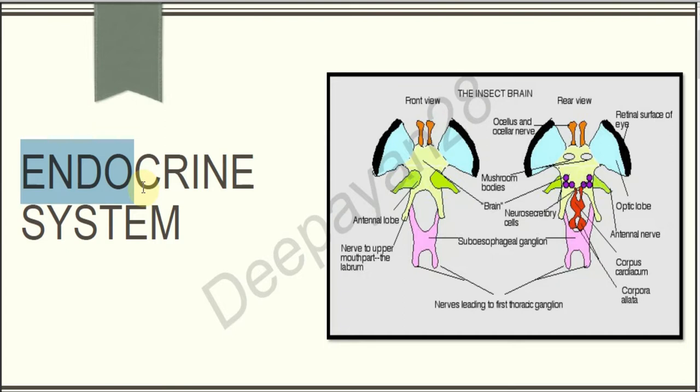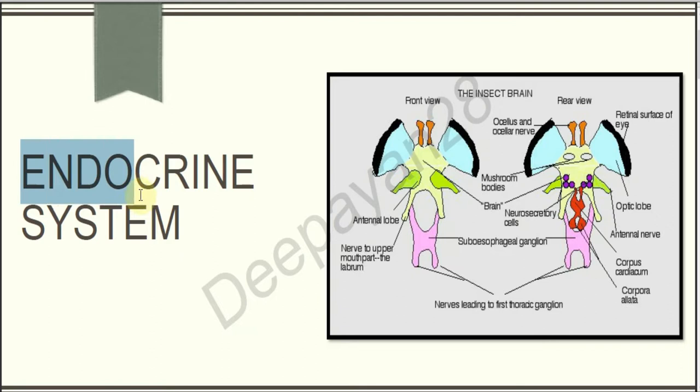Inside the cell. That means inside the blood, or inside the body cavity, yes or no? Whatever the secretion will be there, it will be released inside the body cavity, that is into your blood. From the cell, whatever the hormone is there, either it will enter another gland or it will enter into the blood. That's why it is known as your endocrine system or endocrine glands. Understood? Getting my point?